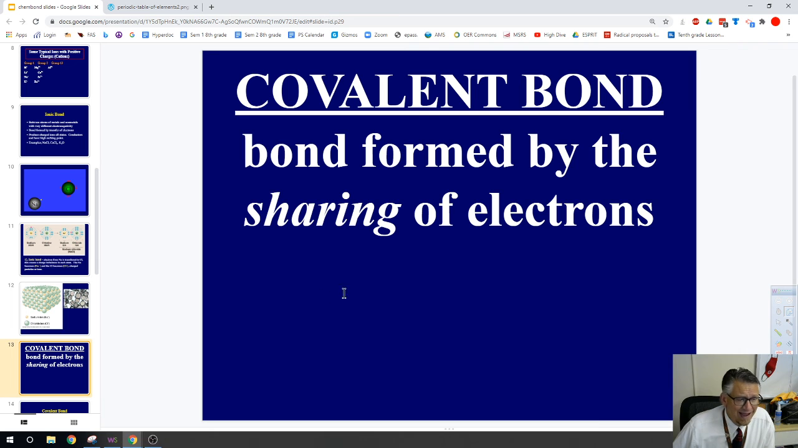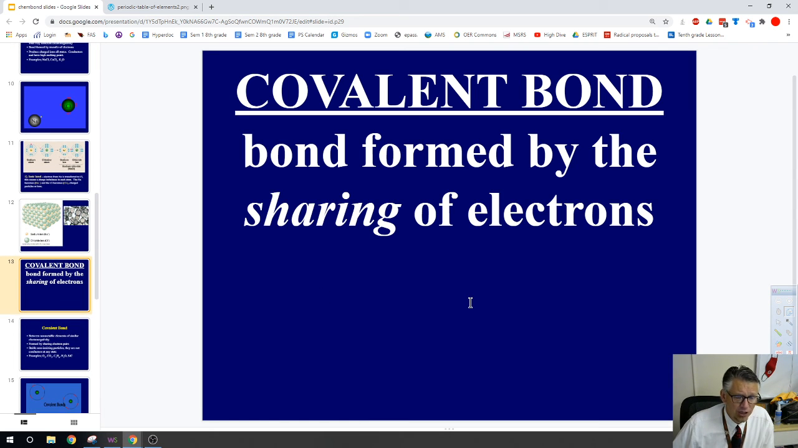Covalent bonding happens when they share. And the prefix co means share. Like if you're co-captains, you share captains' positions. That is co-captains of an athletic team, not of a plane. For some reason, a captain and a co-captain don't share responsibilities. But anytime we use the prefix co, that means share.